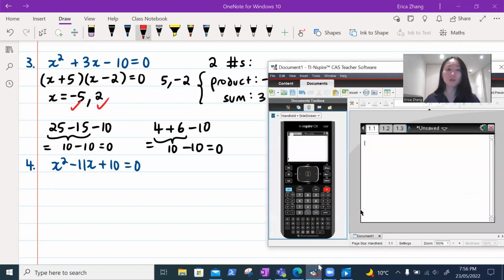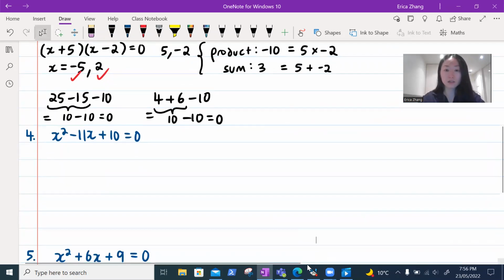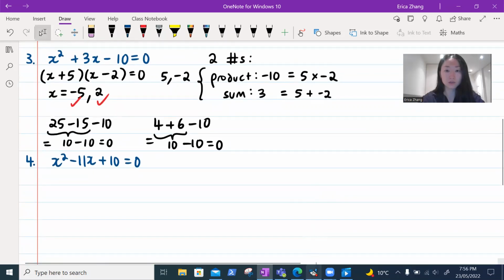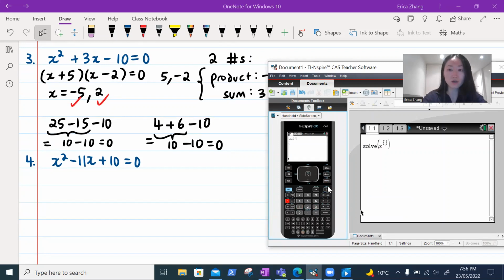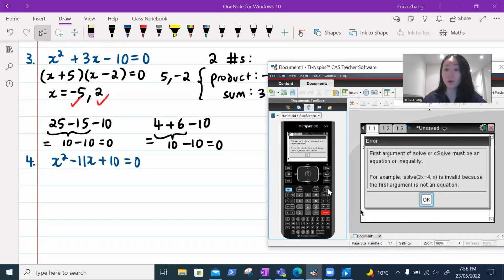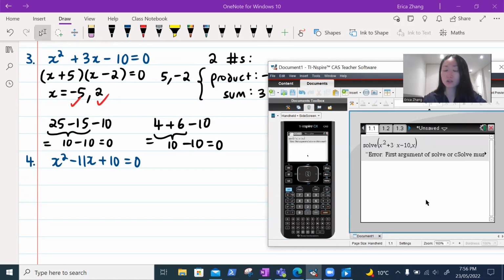Using CAS, menu, algebra, solve, equation, x squared plus 3 times x minus 10, comma, x. And notice here, we have an error because I did not input an equation. Solve must have an equation, equals 0. Now we have our solution: -5 and 2.